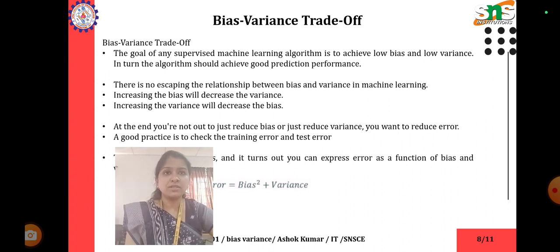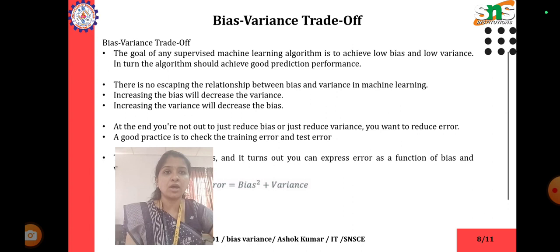So, bias, variance and trade-off. The goal of any supervised machine learning algorithm is to achieve low bias and low variance. In turn, the algorithm should achieve good prediction performance. There is no escaping the relationship between bias and variance in machine learning. Increasing the bias will decrease the variance. Increasing the variance will decrease the bias.